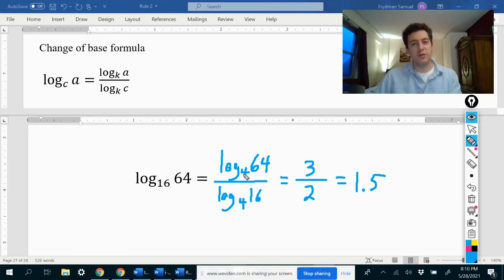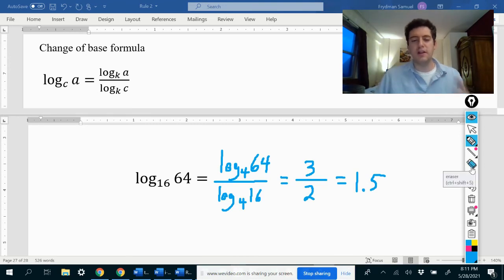and we found the answer much easier. And by the way, so 16, what we just learned is that 16 to the power of 1.5 is equal to 64. And you might be wondering, what does 16 to the power of 1.5 mean? That actually does have meaning.